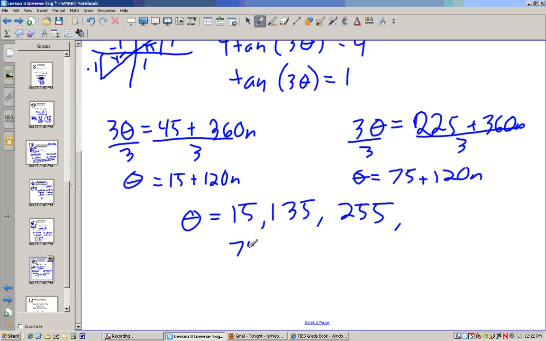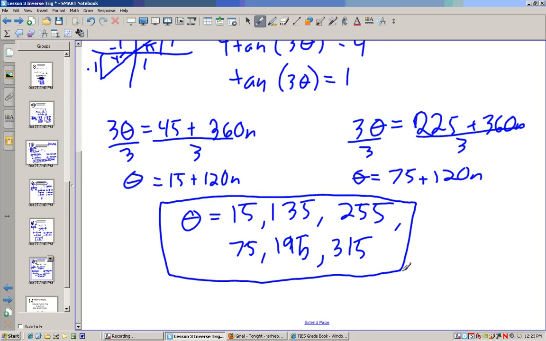Then we can start at 75, add 120 to get 195, add another 120 to get 315, add another 120, and we are over. So those are the 6 values that work.